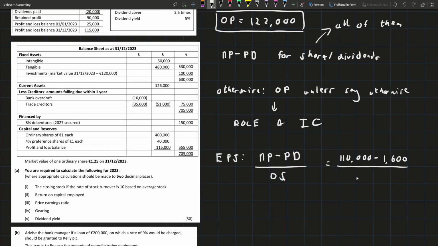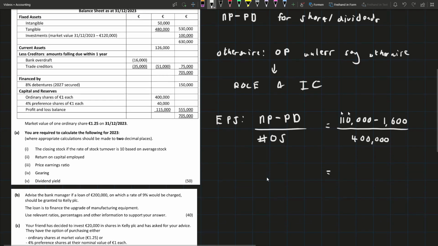All over our ordinary shares, which is 400,000. What's that equal to? Since these are both in euros, that's the profit in euros over how many ordinary shares there are. It's the number of shares. So what we have is euros per ordinary share, and we get 0.271. Remember, that's in euros because this is in euros.